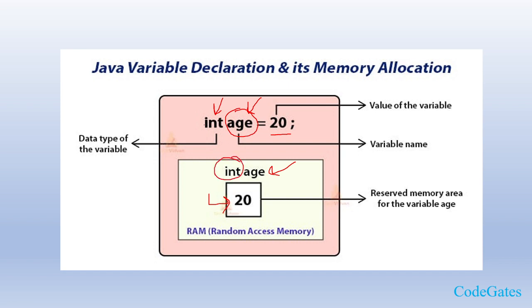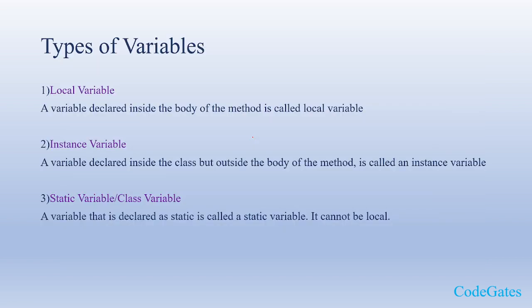Okay, so what is integer? Integer here is the data type of the variable. 20 is the value of the variable. Equal to is the assignment operator that shows that 20 is being assigned to age, and age is the name of the variable. So we have three types of variable in Java: local variable, instance variable, and static variable, or you can also call it a class variable.